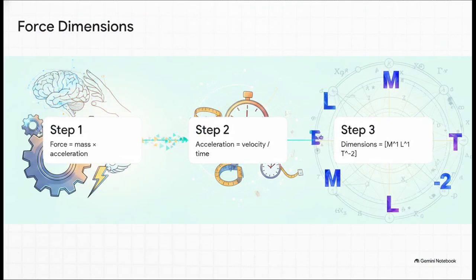Let's actually deconstruct something together. Take the derived quantity of force. Step by step, we break it down until we're left only with mass, length, and time. Force is mass times acceleration. Acceleration is velocity over time, which is essentially length over time divided by time again. When the dust settles, the dimension of force is M to the power of 1, L to the power of 1, and T to the power of -2. That right there is the immutable structural blueprint of force.